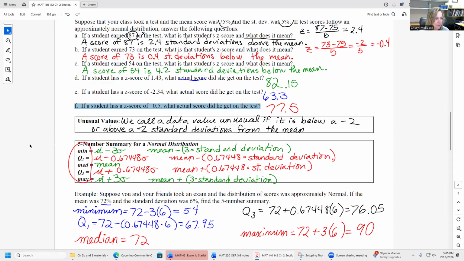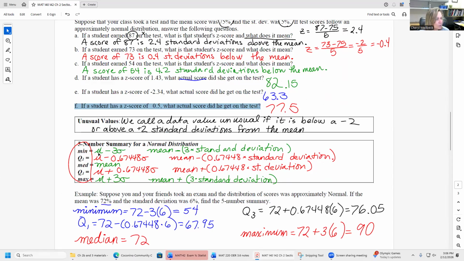The next thing that we look at is the 5-number summary for a normal distribution. Very often when we're given a normal distribution, we're not given a set of data so that we can put them all in order and find the middle and the 25th percentile. That means that in this case, we have to use a formula to find the 5-number summary, which includes the minimum, Q1 or the 25th percentile, the median, Q3 or the 75th percentile, and the maximum. So that's represented here, and these are the formulas that we use.